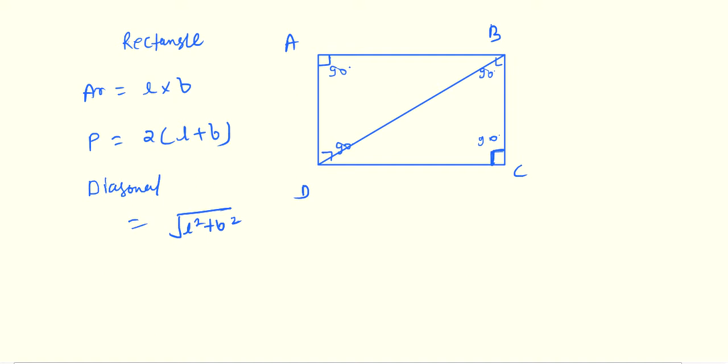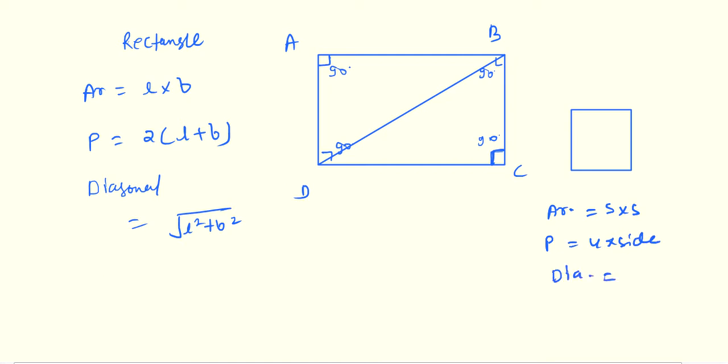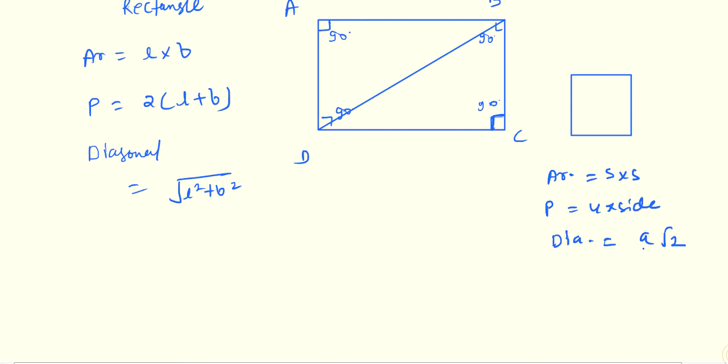Okay, then next is for square. For square, as you know, area of square is side into side, then perimeter of square is 4 into side, then diagonal of square equals to a under root 2, where a is a side of square. Then next is triangle.